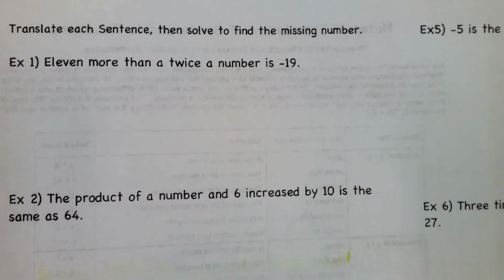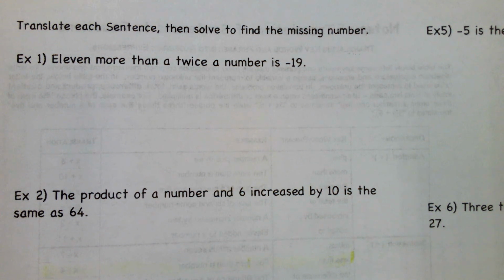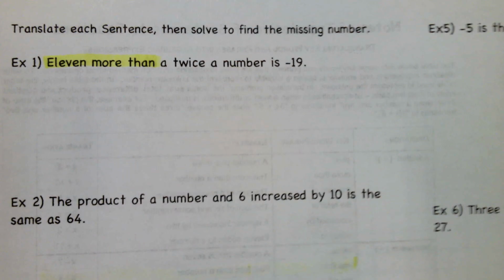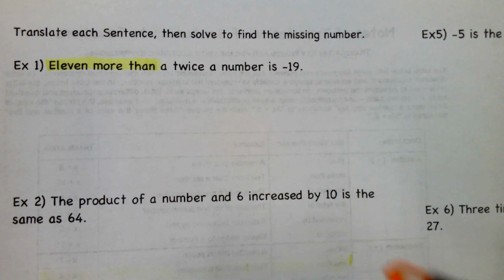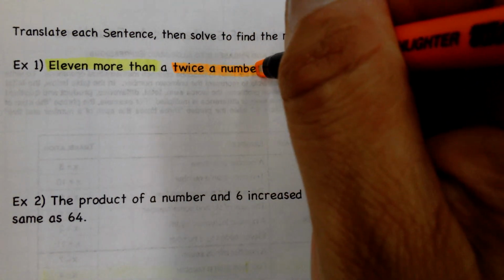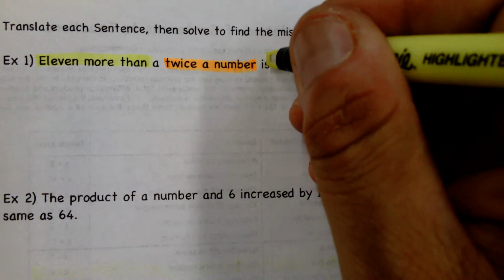Our first phrase is 11 more than twice a number is negative 19. So we have 11 more than. I'm going to highlight that. That's a phrase that tells me what to do, followed by twice a number. That tells me to do another mathematical operation. And then we have is negative 19.